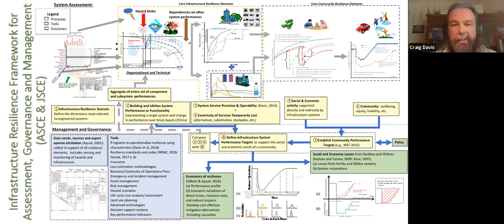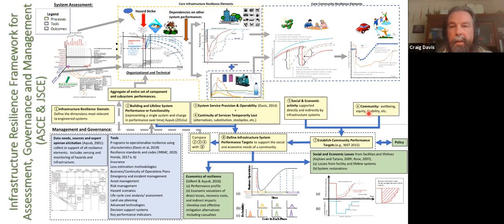Element 3 is the system service provision and operability, shown by this diagram up here pictorially. And element 4 is the continuity of services temporarily lost because you lose functionality. Right? So these two run in parallel, and both of those feed into social and economic activity, element 5. And then that leads to element 6, which is the community and its well-being.